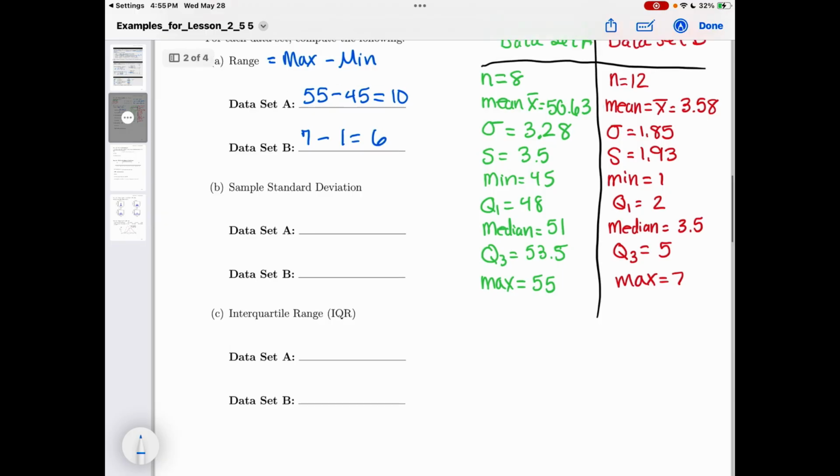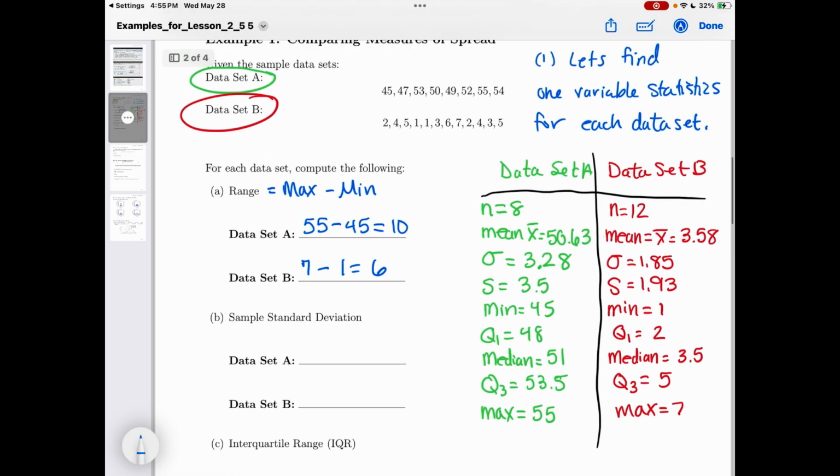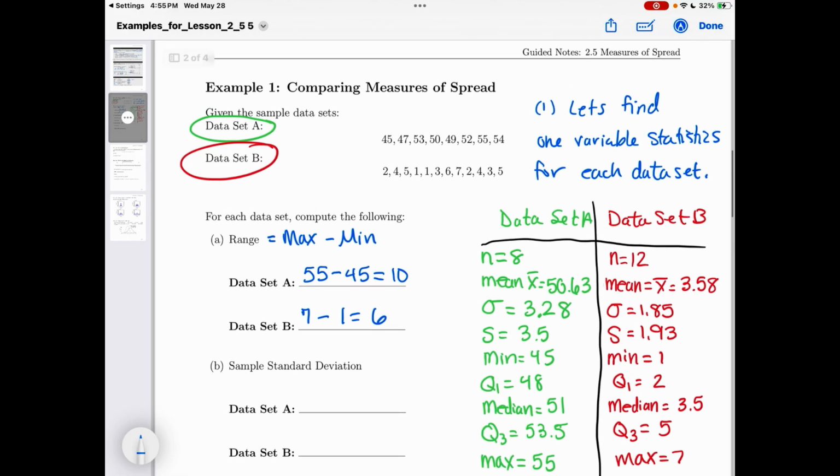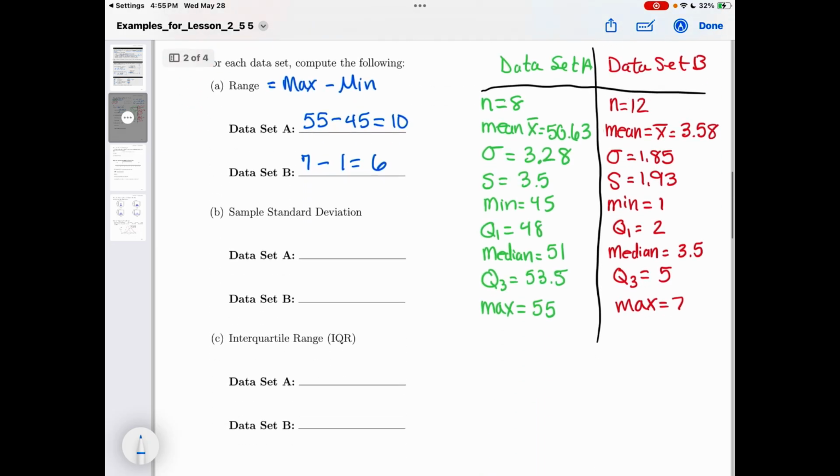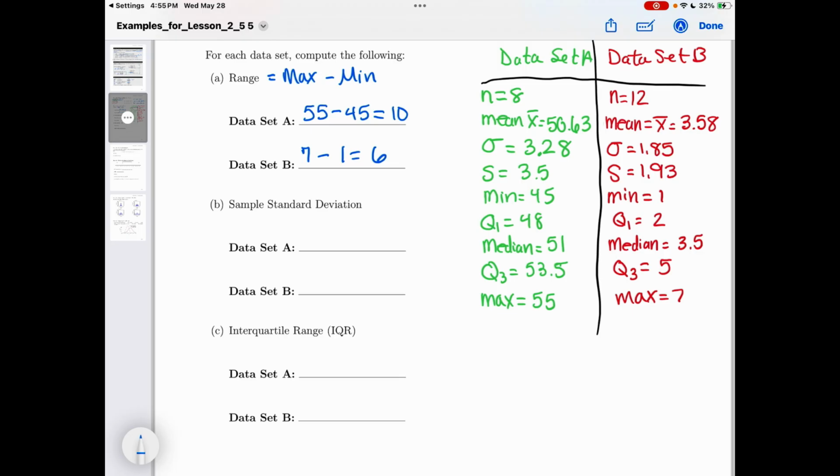For part B, we have the sample standard deviation. Now, it's very important to pay attention to the differences. If you notice at the beginning of the question, it says we're given a sample of data sets. So each of these data sets represents a sample. So when we're asked to find the standard deviation, we want to make sure that we're looking at the sample standard deviation.